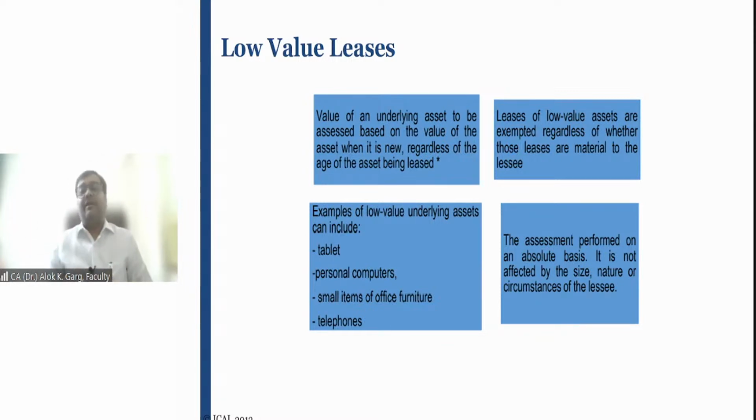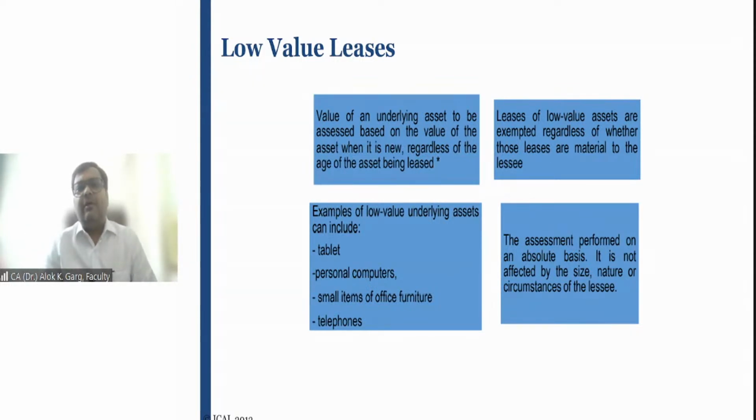Like if you have taken a printer on a lease basis, laptop, computer, tablet, telephones, mobile phone, right? These are considered low value items, so you are not required to do Ind AS 116 accounting for them. Sir, then what are we required to do? You are just required to do the expense accrual accounting. Every month when you pay a rental, debit your lease rental expense account, credit bank account. That's all.